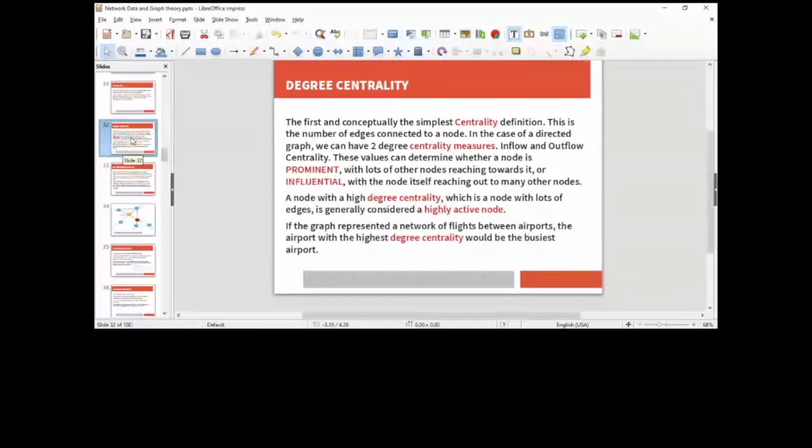Okay, so conceptually, the simplest centrality definition is the number of edges connected to a node. Now look at what I said: number of edges connected to a node. So the more edges a node has, now this is why I'm telling you that once you understand the centrality, you start asking more questions. So the more you find out that nodes have a lot of edges to it, that's some form of power.